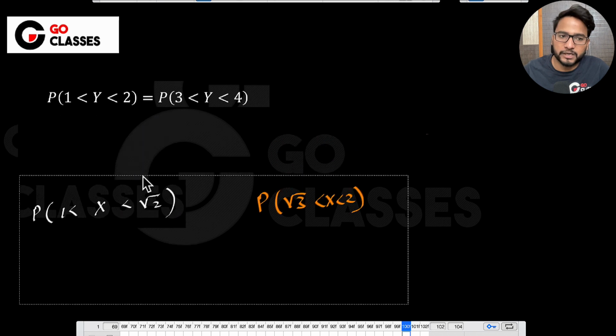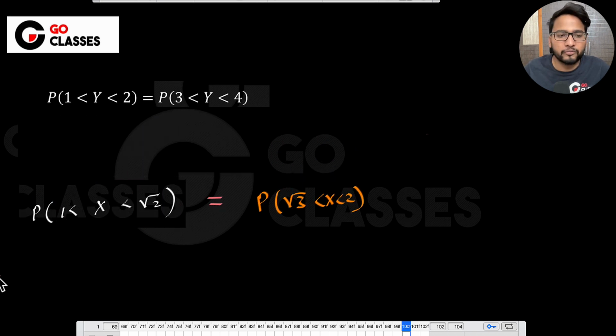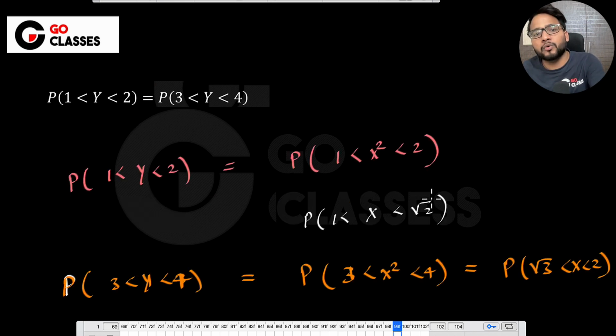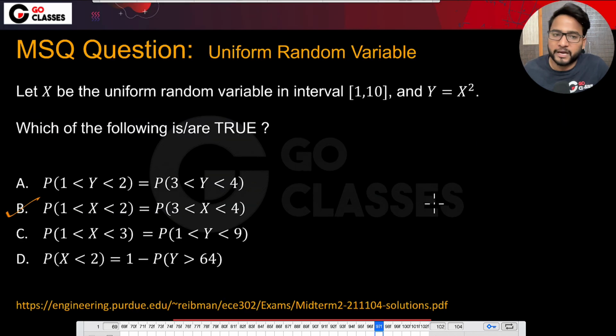And it is very easy to check. Why? Because this is a uniform random variable and we know how to check for the uniform random variable. See, for the uniform random variable, you know that the length should be the same. This length is square root of 2 minus 1. This length is 2 minus square root of 3, which is not the same, right? So it means what? If the length of the interval is not the same, then the probabilities are also not the same. That's how you can check. What was given in terms of y, you can convert to terms of x, and then you can check. So that's why A is the wrong answer.